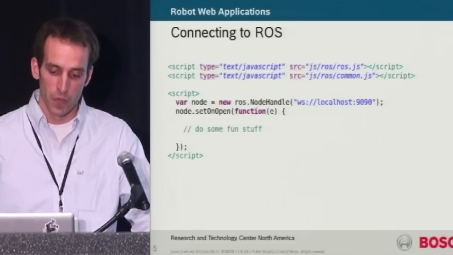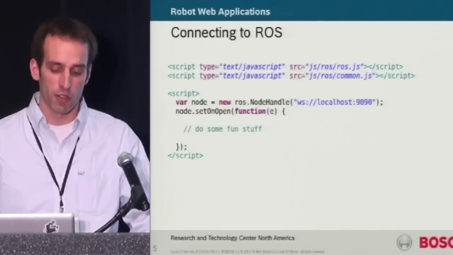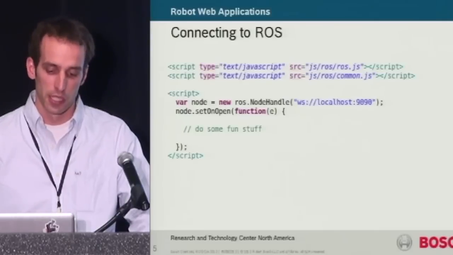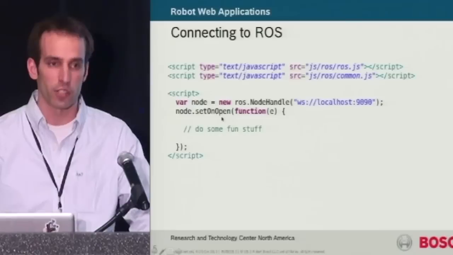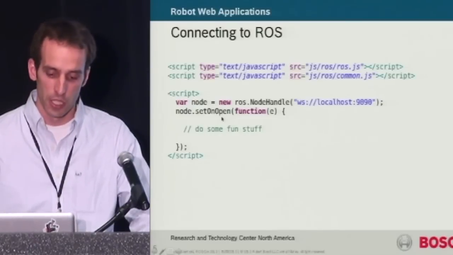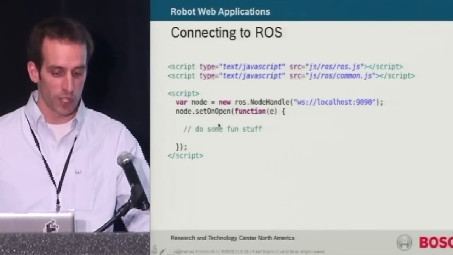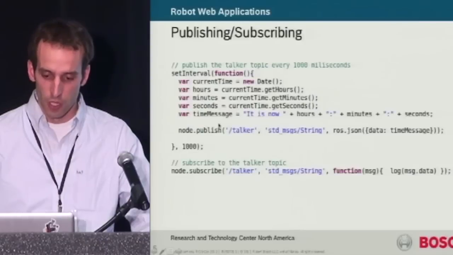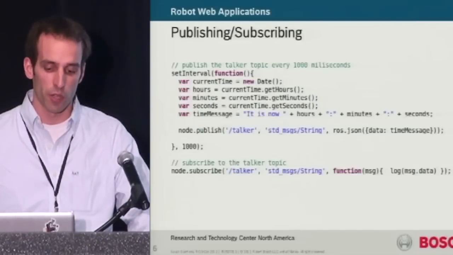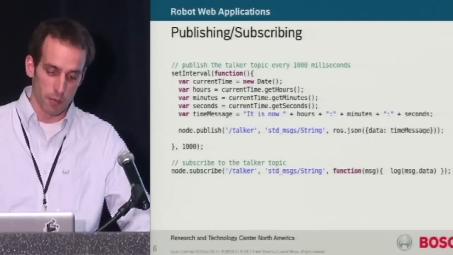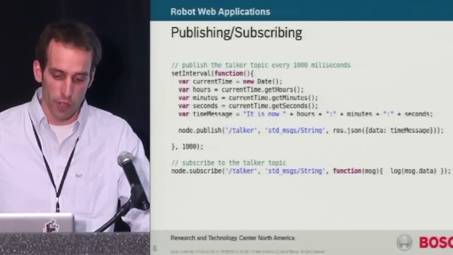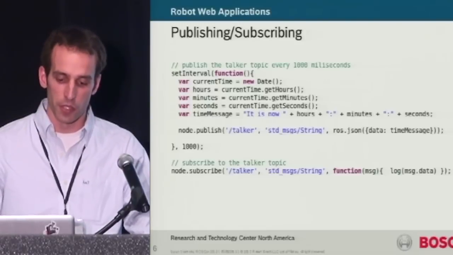And since JavaScript is inherently callback-based, we have to register a callback for when this node registers and the connection is established. And then once you have that, you can do fun stuff with it, right? So the first thing that we want to do is obviously publishing and subscribing to messages. And this works very similar to ROS CPP.